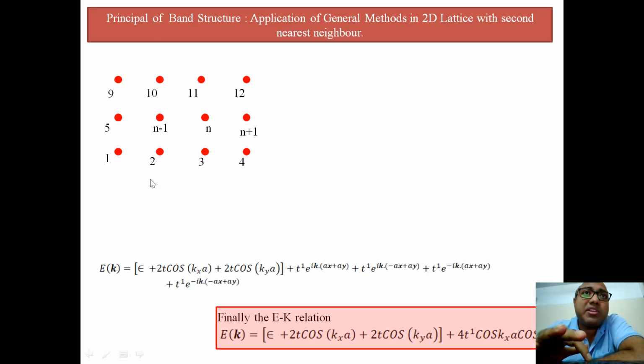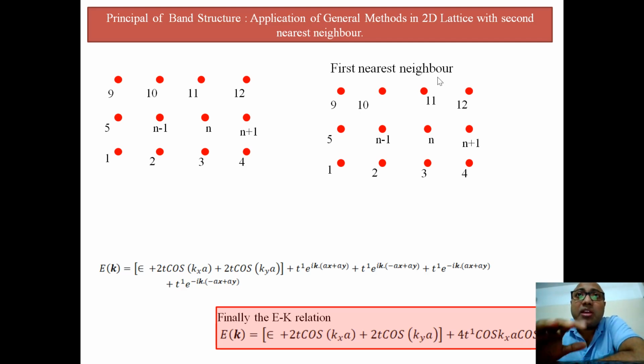So let us look at this two-dimensional crystal lattice, and here I have to calculate the first nearest neighbor. This is my nth component, and what is my first nearest neighbor? Just consider my green part, the first nearest neighbor atoms. You can consider any nth position. This is my first nearest neighbor. We have not considered this atom, or this atom, or this atom. We have considered only the first nearest neighbor atoms.